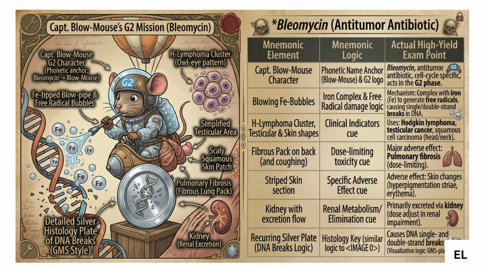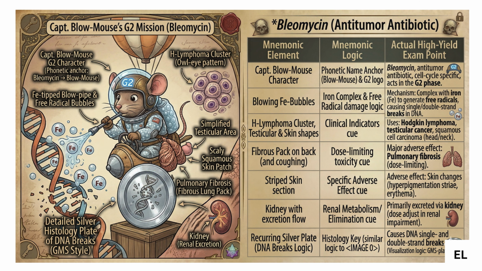Now look at the lower part of the image. You will see a kidney with flowing excretion. This represents how Bleomycin is eliminated from the body. Bleomycin is primarily excreted through the kidneys. So in patients with renal impairment, the dose must be adjusted. So remember, Bleomycin leads to renal excretion.